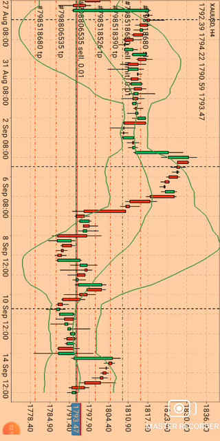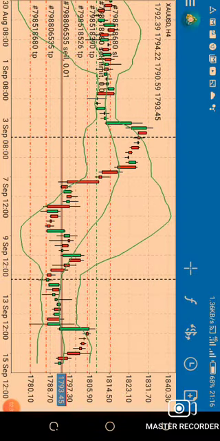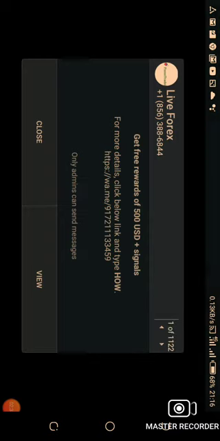Okay, these are the three lines. These three lines we call Bollinger band. We call the first one the upper line. The one down here is called the lower line, and we also have the middle line. Now, what is the use and purpose of a Bollinger band in Forex? Bollinger band is also a very wonderful and powerful indicator in Forex.